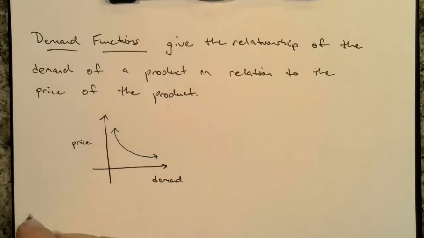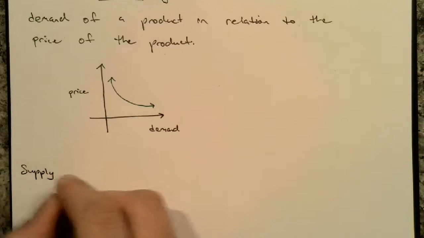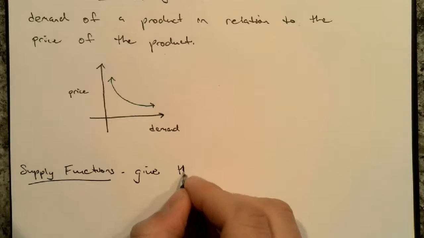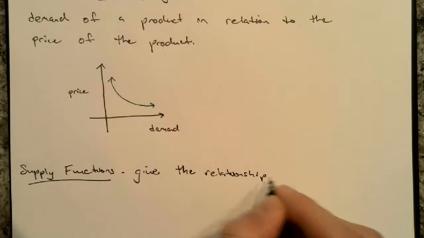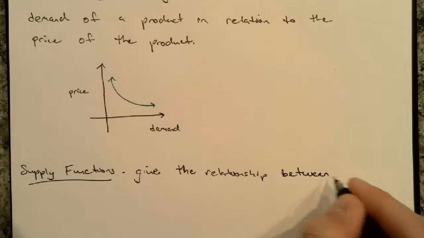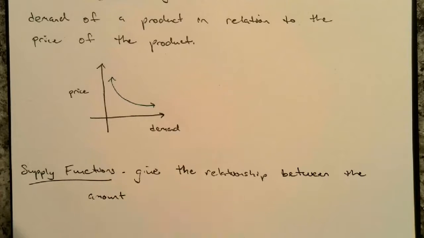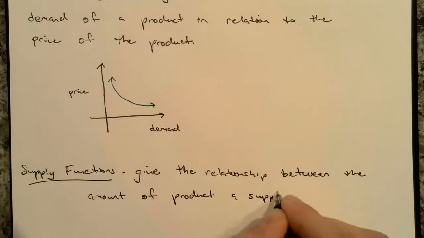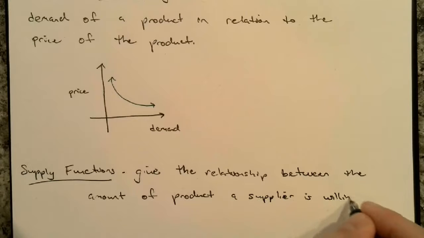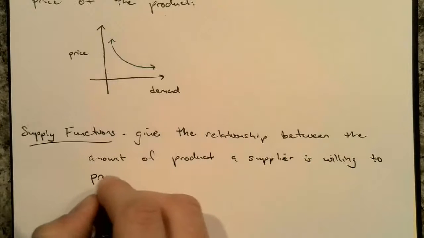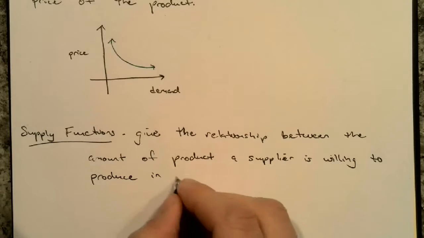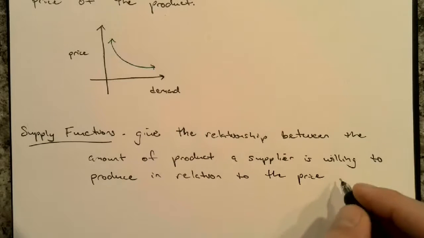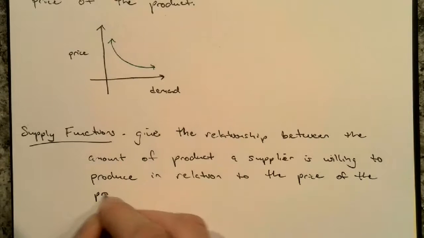For supply functions, these give the relationship between the amount of product a supplier is willing to produce in relation to the price of the product.